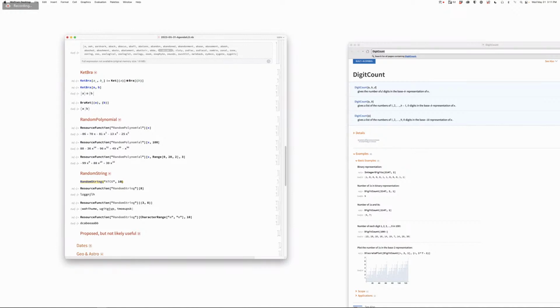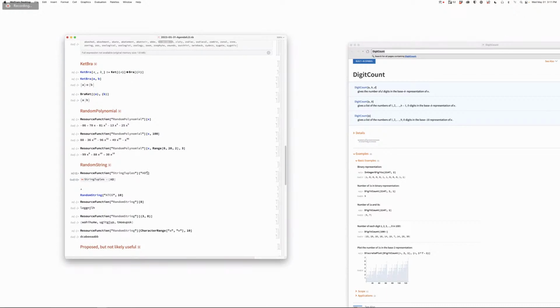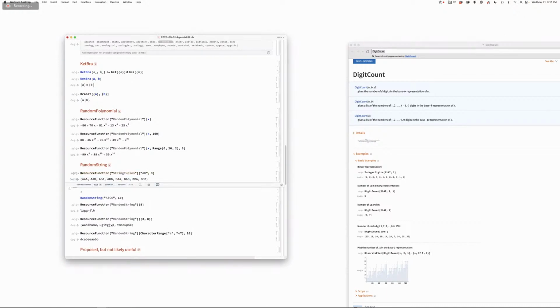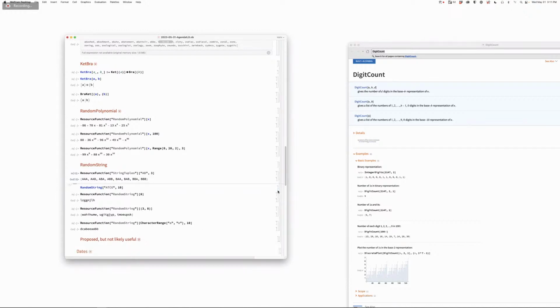I have to say, I have found string tuples useful many times, but that's for rather specialized purposes. I've never heard of string tuples. It's a WFR. It's just that. It's useful for specific things I've done.